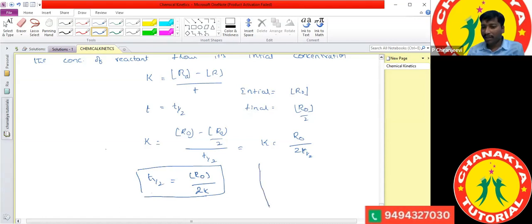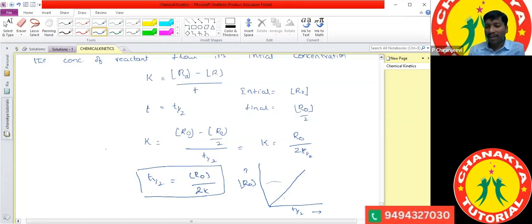I am taking the R naught value on the x-axis, and the T half value on the y-axis. Now you are saying that T half depends upon R naught. That means if T half increases, the concentration of the reactant also increases. So if you draw the graph, it represents a straight line which passes through the origin. Got it?